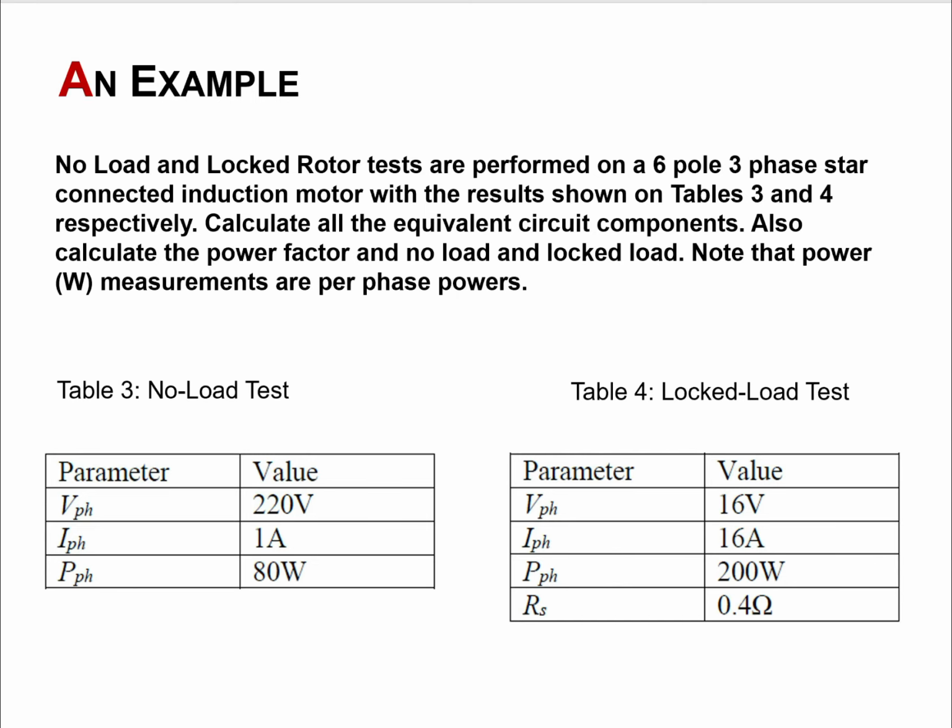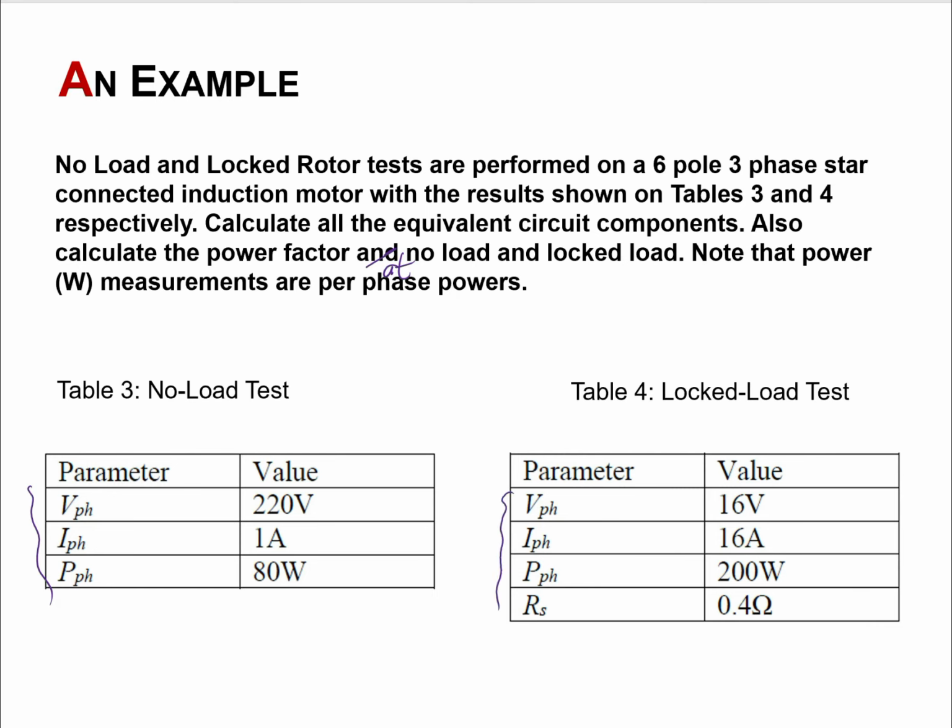Let's say that a no-load and a locked rotor test are performed on a 6-pole 3-phase star-connected induction motor with the results shown in Table 3 and Table 4, respectively. We need to calculate all the equivalent circuit components. Also, calculate the power factor at no load and locked load. Note that power measurements are per phase power, so all of these values are per phase values.